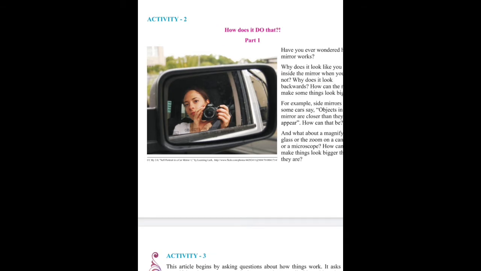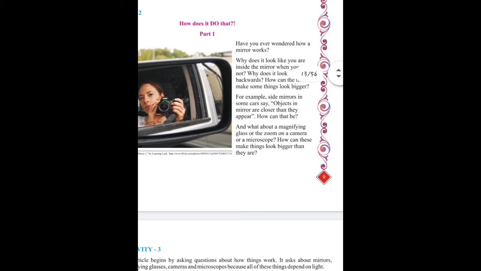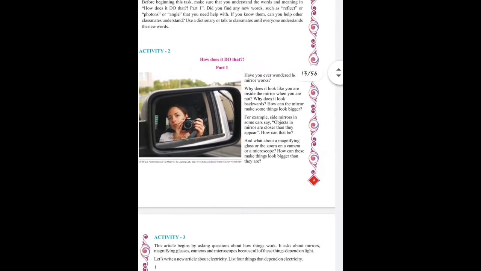So in this activity number 2, which has the title How Does It Do That, part 1, we came across the working of mirrors, how they are able to show us the exact image as it is present outside the mirror, and what phenomenon they work upon. They work upon the phenomenon of reflecting light. If they are able to reflect 100% of the light, they can give us a clear image the same as it is outside the mirror. But if they are not able to reflect the light 100%, the image will not be clear. So this is the phenomenon on which a mirror works. Now let's go to activity number 3.